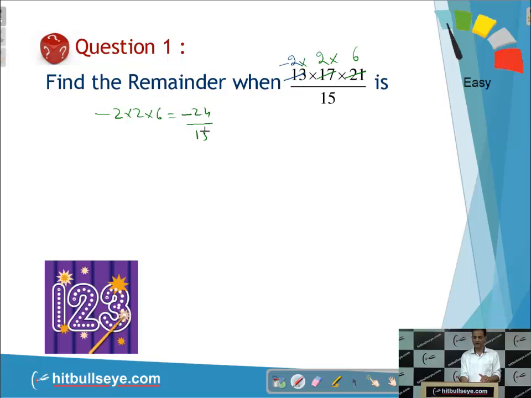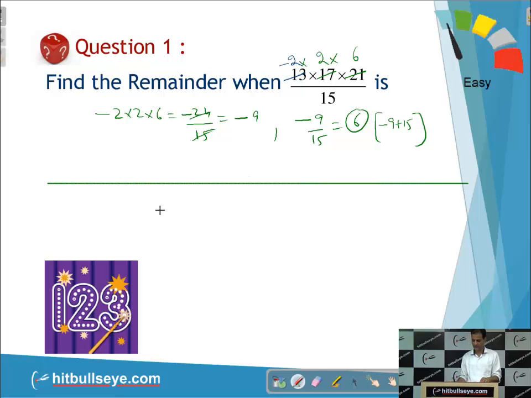When divided by 15, it gives a remainder of minus 9. So what will be the positive remainder, students? Minus 9 divided by 15 will give plus 6. That means minus 9 plus 15. Clear? But now I am doing it another way also, students.